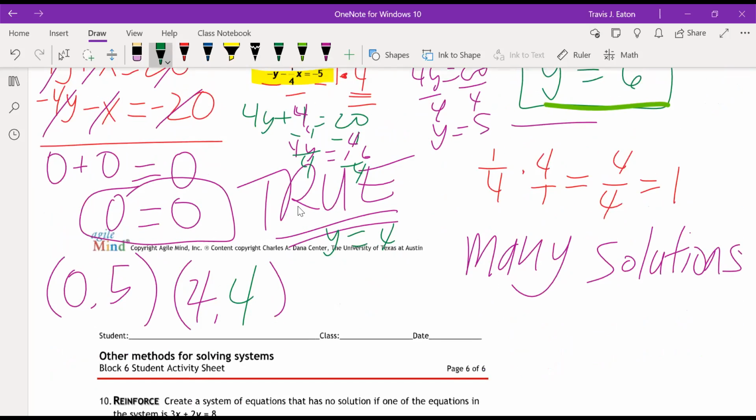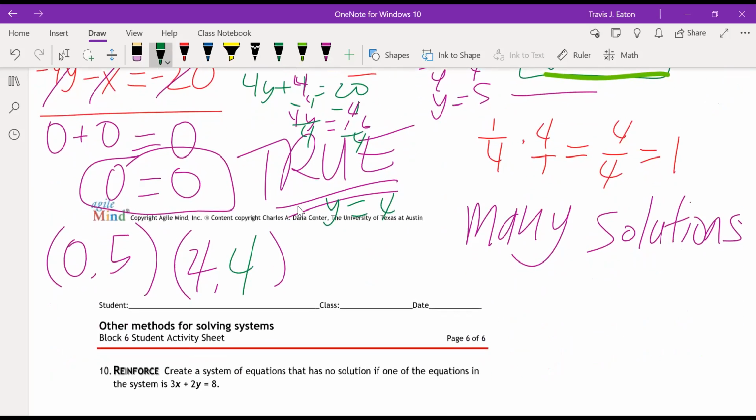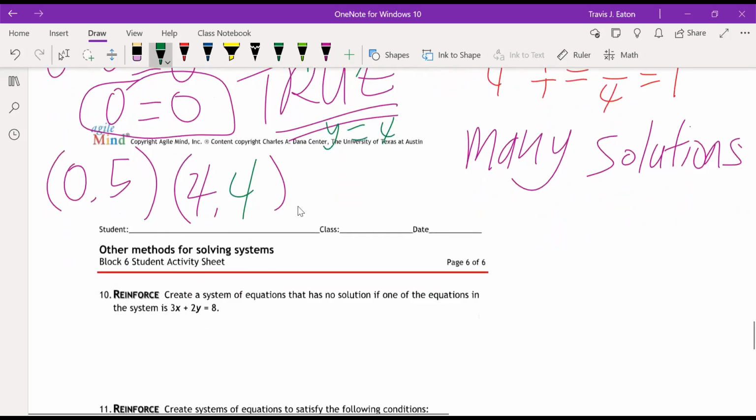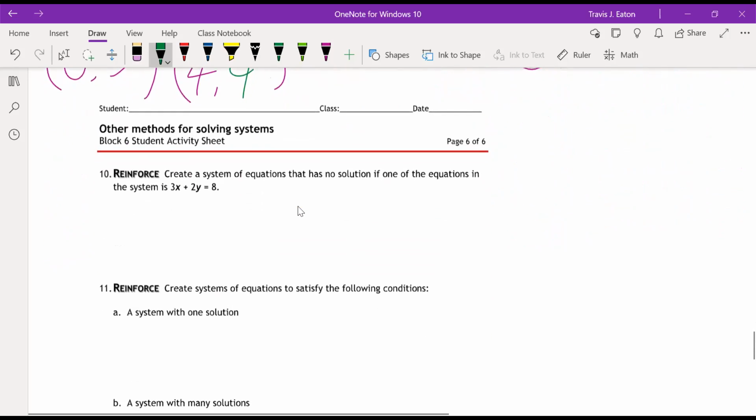Now, let's scroll on down to number 10, where it says to create a system of equations that has no solution if one of the equations in the system is 3x plus 2y equals 8. So they're giving us one of them: 3x plus 2y equals 8. How can we have a system that has no solution given this?